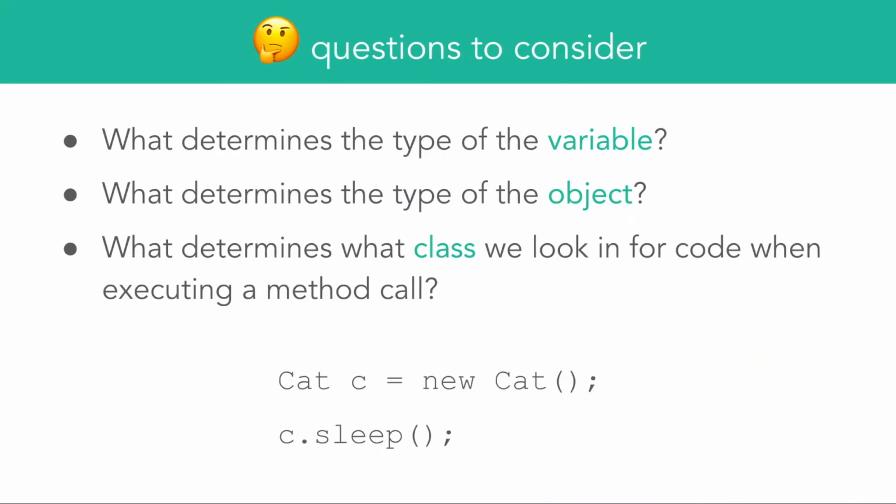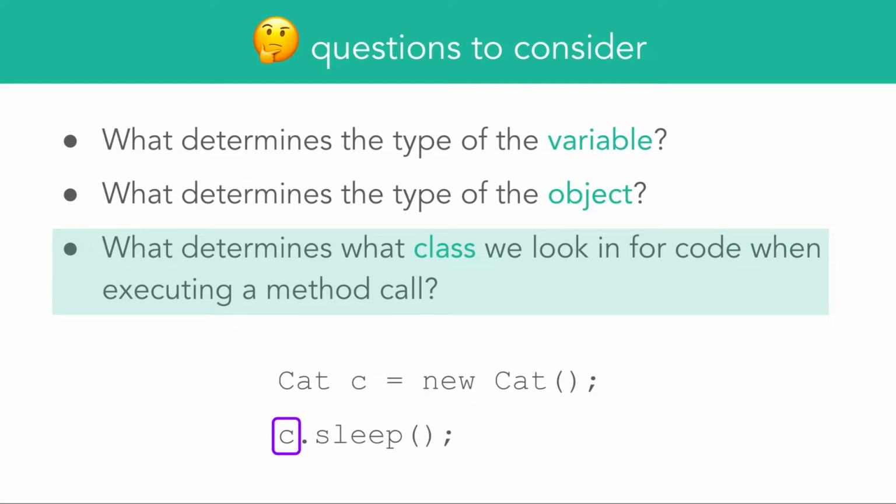Questions to consider. What determines the type of the variable? The reference type or type of the variable is listed right before the variable name. What determines the type of the object? The constructor that we call to create the actual object determines the type of object.